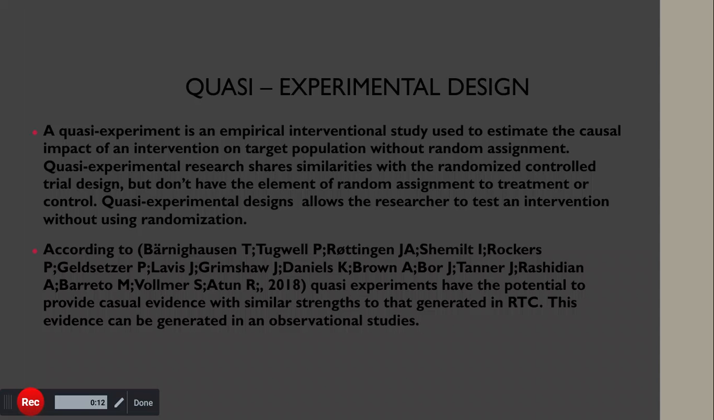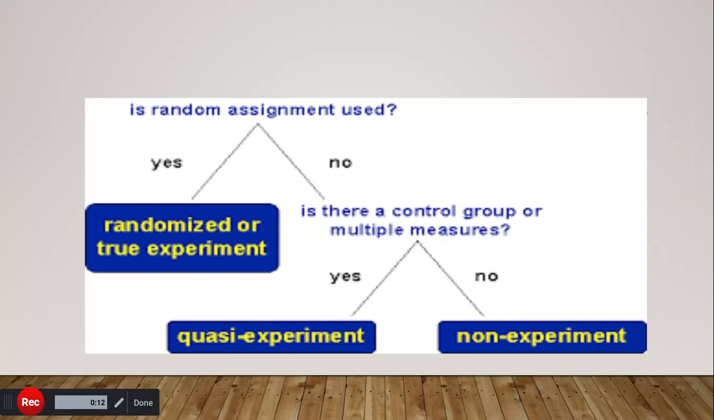Quasi-experiments have the potential to provide causal evidence with similar strengths to that generated in RCTs. This evidence can be generated in an observational study. So you can ask yourself, is random assignment used? Yes. Well, then it's a randomized or true experiment. No. Then you can ask yourself, is there a control group or multiple measures? Yes. Then it's a quasi-experiment. No. Then it's a non-experiment.